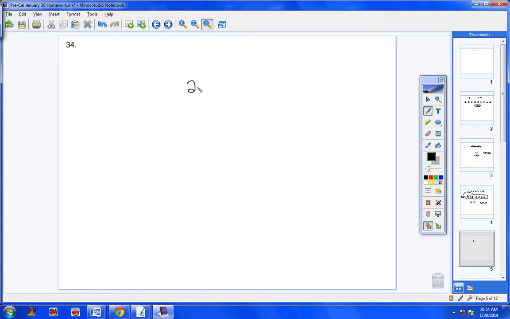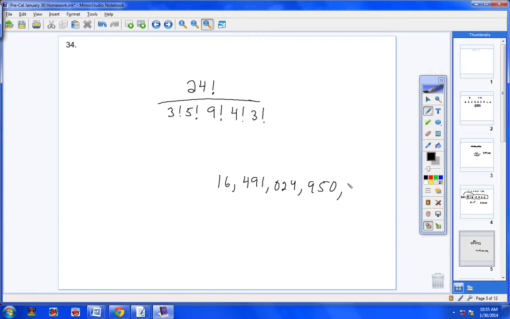What they're trying to get you to see is you have 24 total students, and then the repeats would be 3 A's, 5 B's, 9 C's, 4 D's, and 3 F's. And so it would be 24 factorial divided by this denominator right here. And if you type that in correctly, it's going to be something like 16,491,024,950,400.